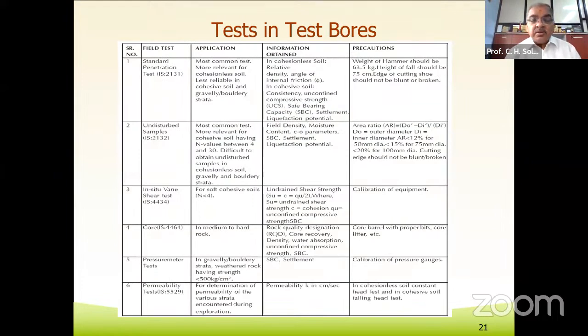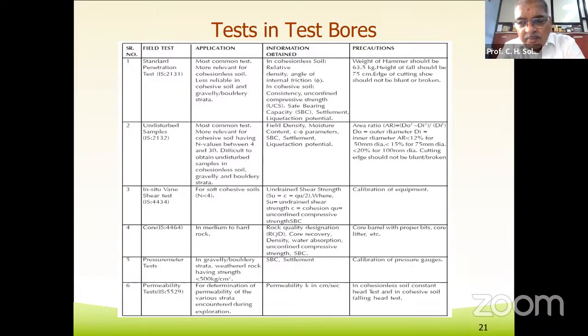This slide shows the tests to be conducted in the test bores, mentioned in column number 2. These tests are the standard penetration test, undisturbed samples, in situ vane shear test, core cutter, pressure meter test, and permeability test. These tests mentioned in column number 2 are to be conducted in the test bores.